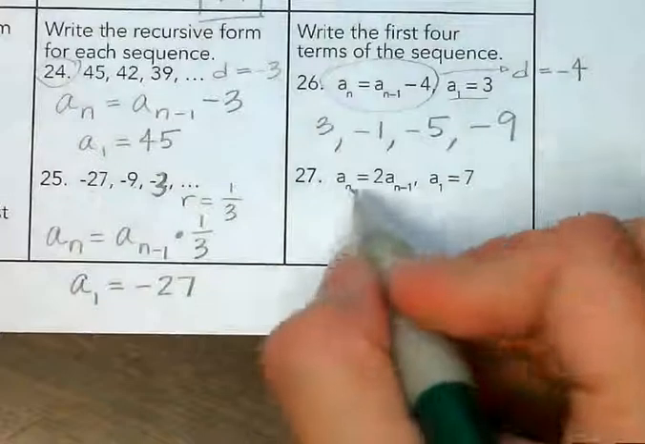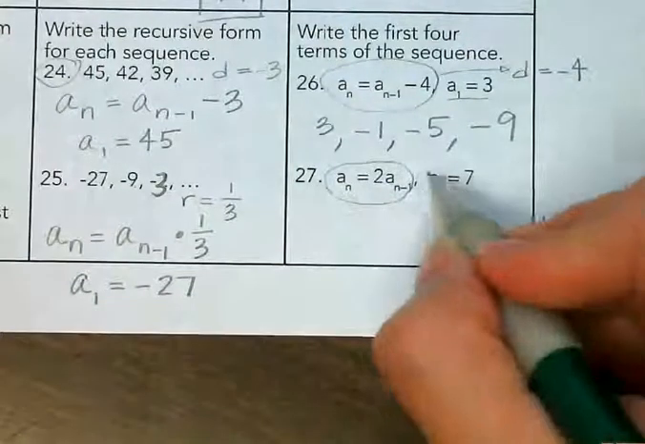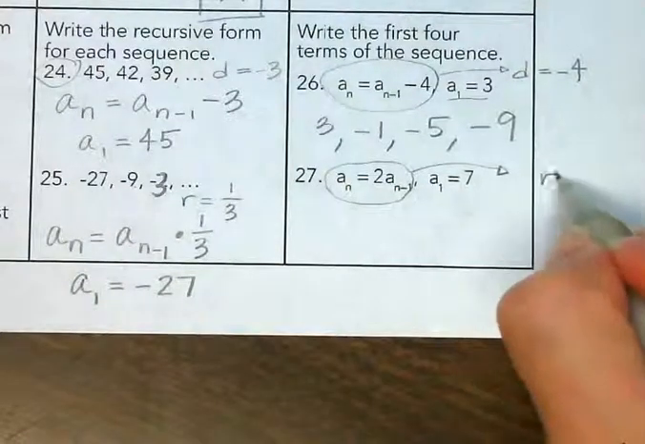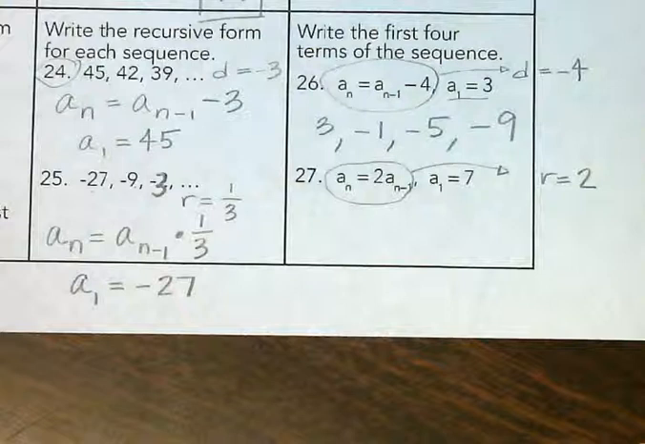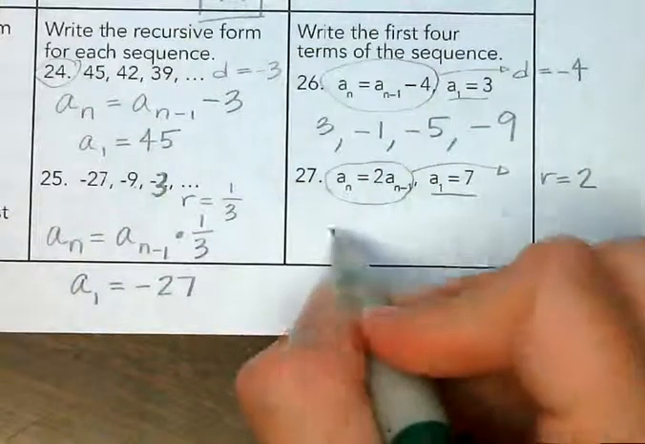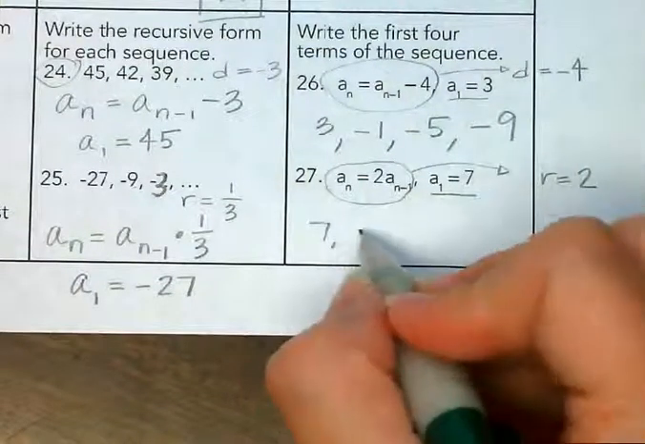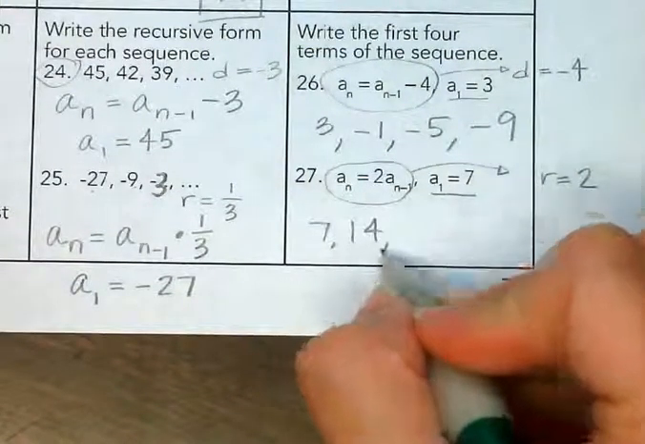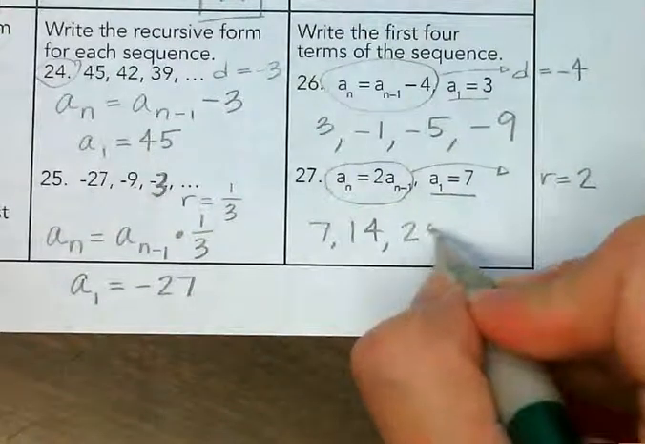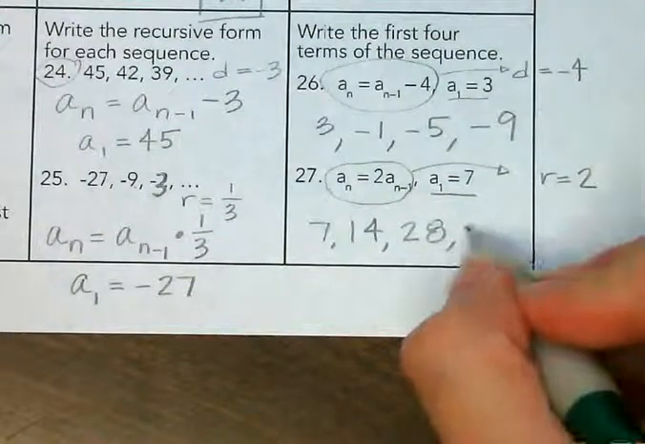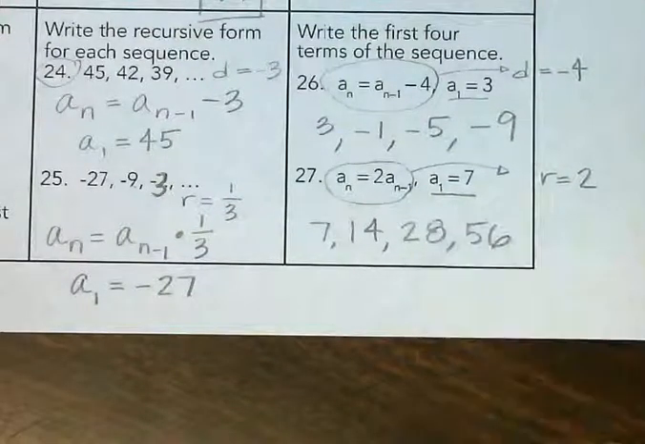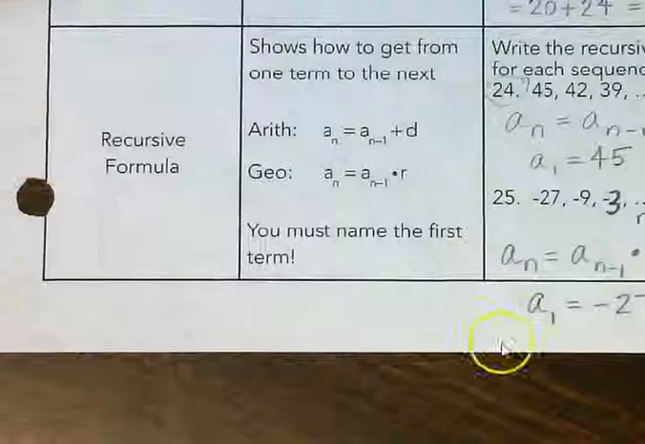All right, this pattern right here tells me that I'm multiplying by 2 each time, starting with 7. So I start with 7, I multiply by 2, I get 14. Multiply that by 2, get 28. Multiply that by 2, get 56. And that takes care of the first 4 terms in that sequence. So that is your recursive formula.